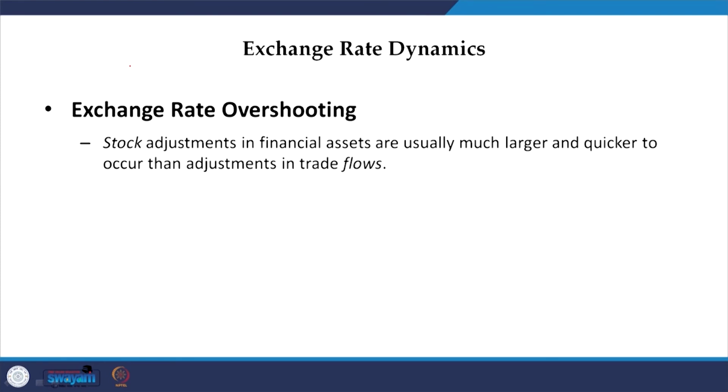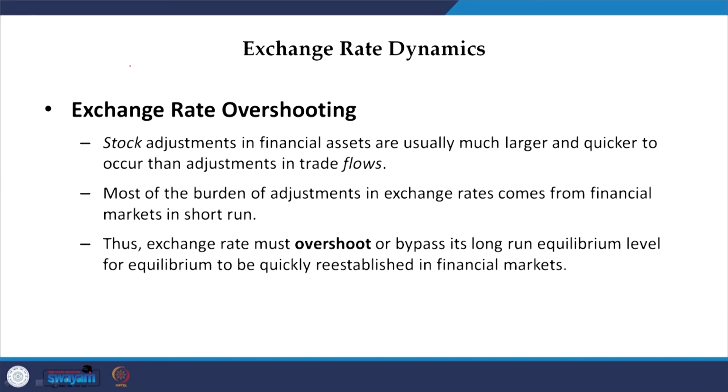There is another concept called exchange rate overshooting. Due to the market determined rate of foreign exchange, many fluctuations are observed in a very short period, as stock adjustments in financial assets are usually much larger and quicker to occur than adjustments in trade flows. So, stock adjustments are quicker, and that has impacted exchange rate overshooting. Most of the adjustment in the exchange rate comes from financial markets in the short run. Thus, the exchange rate must overshoot or bypass its long run equilibrium level for equilibrium to be quickly re-established in financial markets. So, there will be a possibility of overshooting due to the adjustment in assets and financial flows.